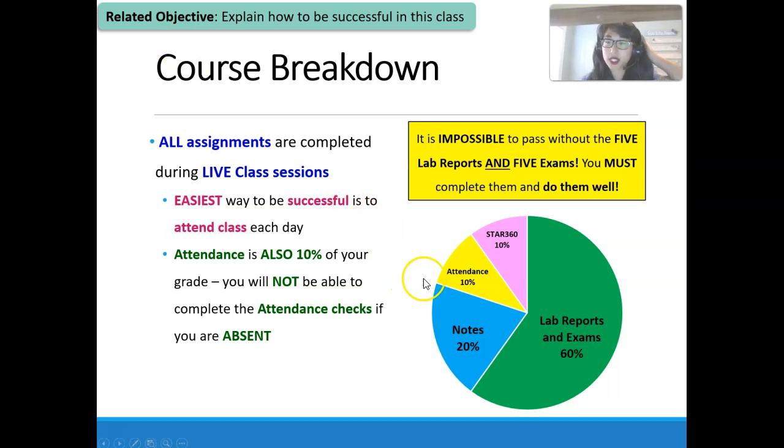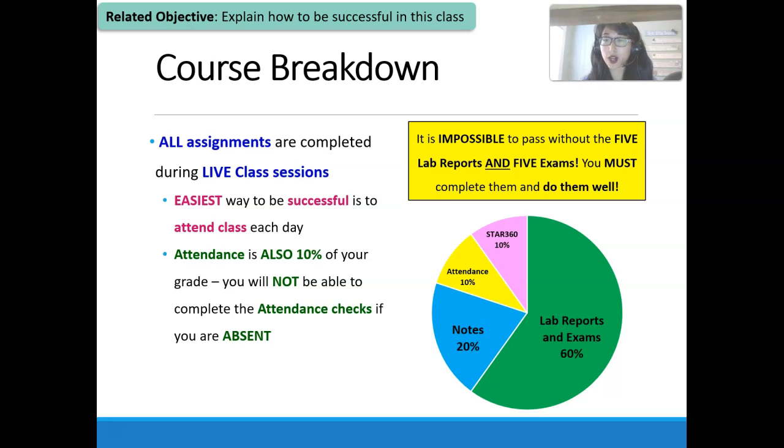So here's our grade breakdown. You can see that labs and reports are worth 60% of your grade, meaning there are 5 lab reports and 5 exams. Together they make up 60% of your grade, and it's impossible to pass without them, because without them you could only get a 40% in class, which is not a passing grade. So you have to complete them, and you have to complete them well. They are the most important part of the course.